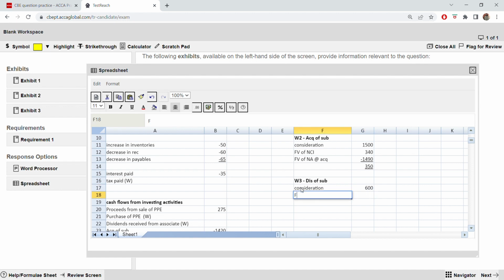Fair value of NCI. Same way. Fair value of NCI at acquisition, okay? At acquisition date, not at the date of disposal. 320, they've given you. And fair value of net assets, again at acquisition. It's always at acquisition only that you take the goodwill, whether you have disposed or not later on. How much? It will be minus.